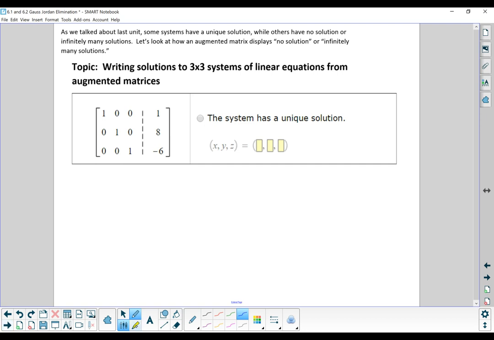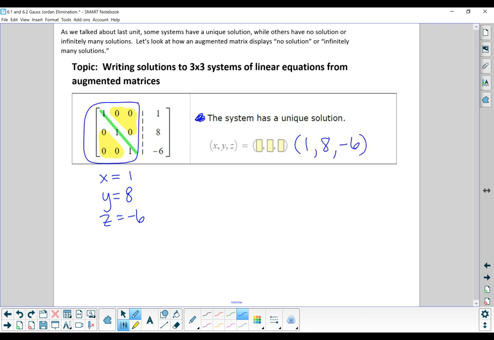So this matrix is perfectly in reduced row echelon form. We've got that bottom triangle of zeros. We've got that top triangle of zeros. We've got our ones on the diagonal. So our solution, that top row tells me x is 1. Middle row tells me that y is 8. Bottom row tells me that z is -6. So you would just type those in as the solution. So if you have that reduced row echelon form, then the system has a unique solution and you can type it in.